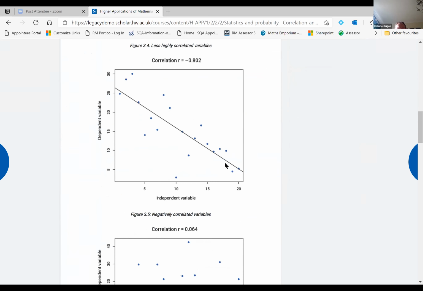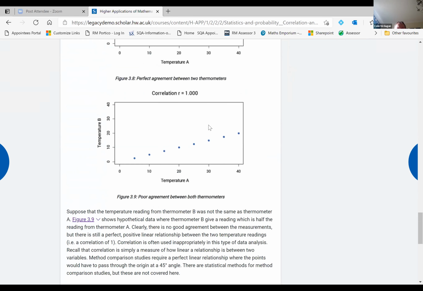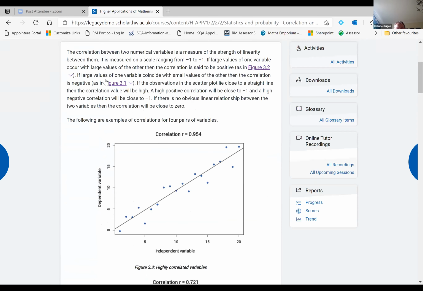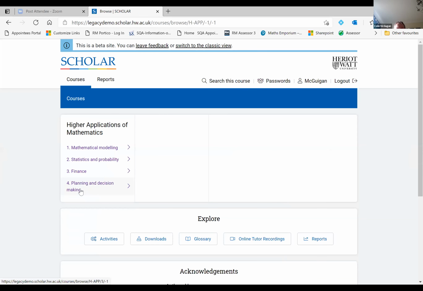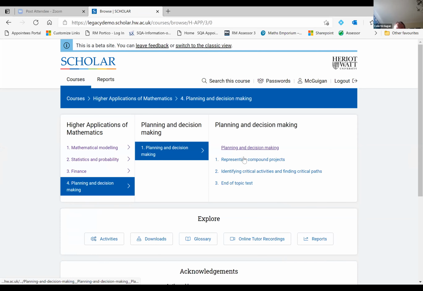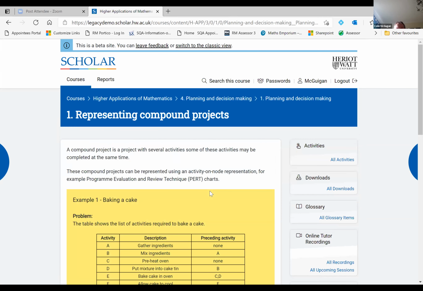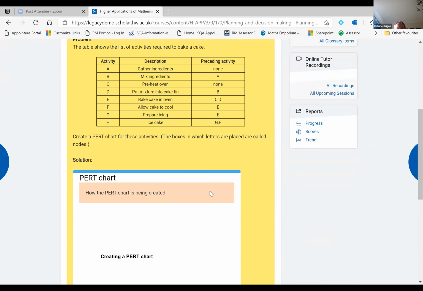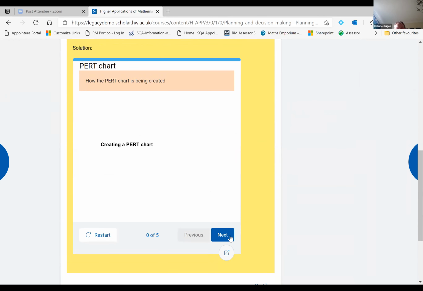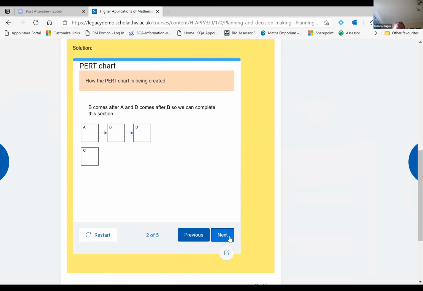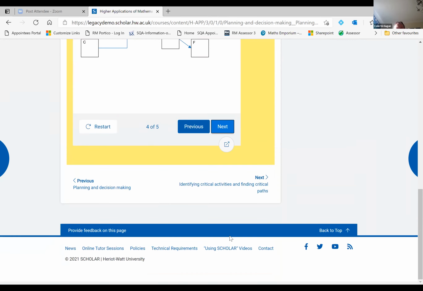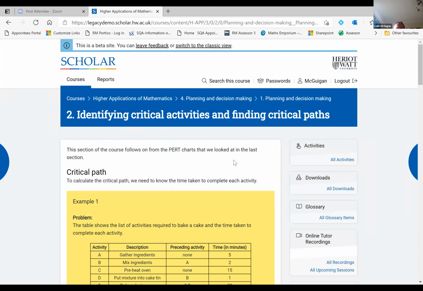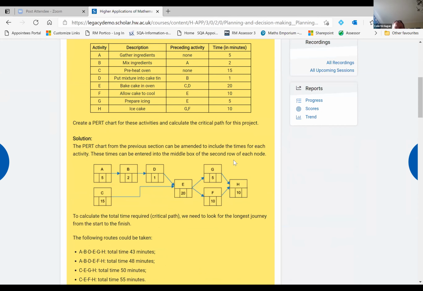If I just show you the last wee bit, there are bits in there for the statistics just now. The last wee bit is simply the planning and decision making. There's a wee bit on how to bake a cake and how to create a PERT chart based on that. Again, it's interactive. It builds it up so the pupils can see the thought process that's taking place, and then continues on into the next sections, about critical paths, about forward scans, about backward scans, etc.